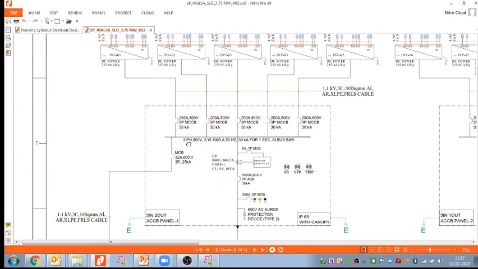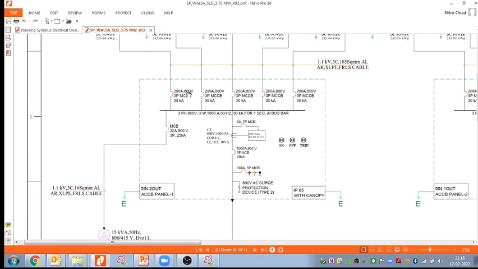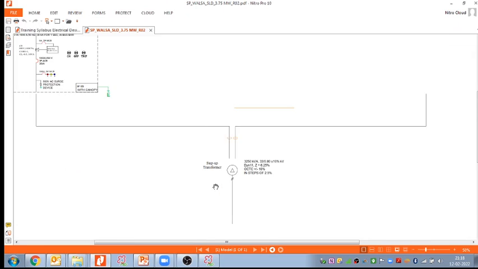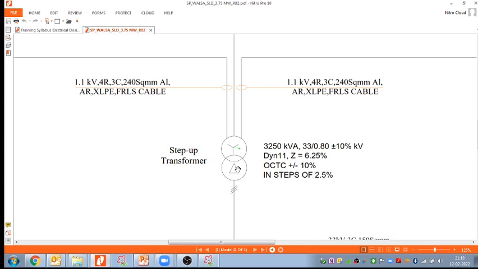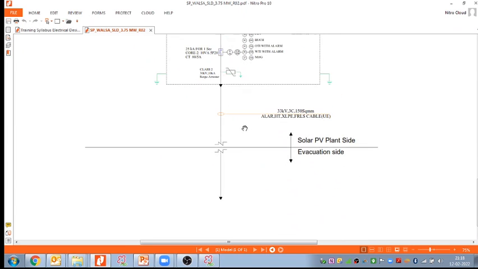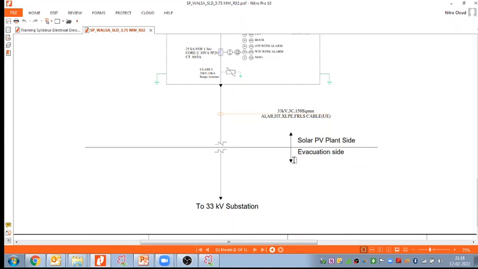After the generation of this 800 volts, we use a step up transformer that we can see here. With the help of this transformer we step up this voltage to 33 kilovolts. So we input 800 volts or 0.8 kilovolts and step up to 33 kilovolts, and this 33 kilovolts we finally feed to the grid. We are doing the evacuation at 33 kilovolts.